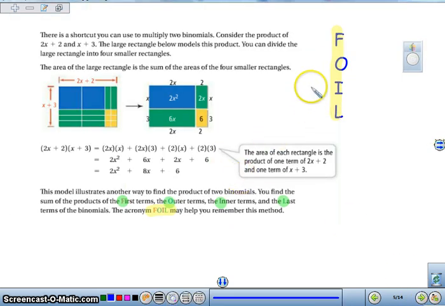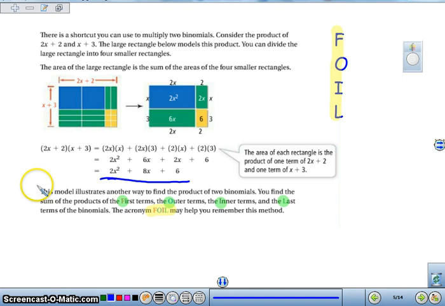The last of the three methods is, as it says, a shortcut used to multiply two binomials. Now this only works with two binomials. It says consider the product of 2x plus 2 and x plus 3. Now here was the box method. 2x plus 2, x plus 3. We had 2x squared, 2x, 6x, and 6. So when we used our box method, it says the area of the large rectangle is the sum of the areas of the smaller ones. So when we looked at that, we add the 6x and 2x along the diagonal, and our final answer was 2x squared plus 8x plus 6.